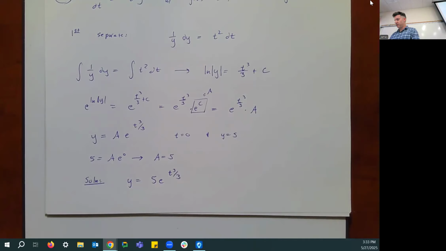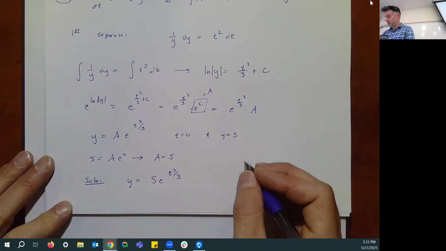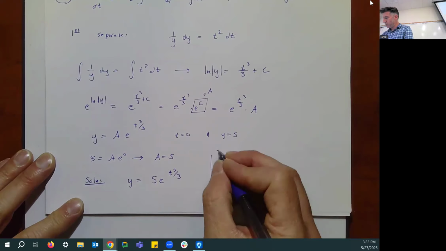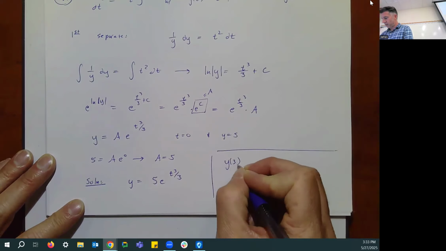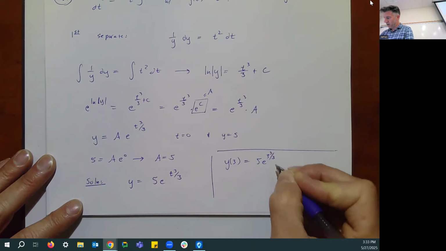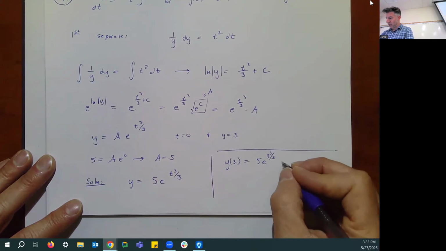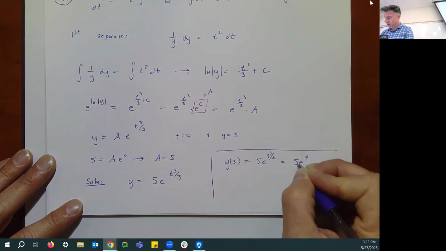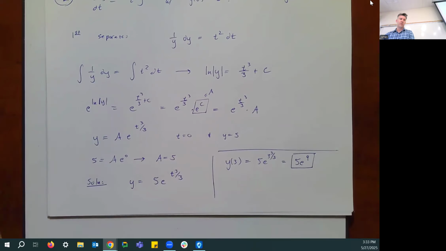Which is exactly the way your instructor has written in the solutions. And then to solve the question, well, y of 3, we're just going to plug in 3 for t and get 5 times e to the 3 cubed over 3. And 3 cubed over 3 is 3 squared, which is 9. So you get 5 times e to the 9th. And that is the best answer to your question.